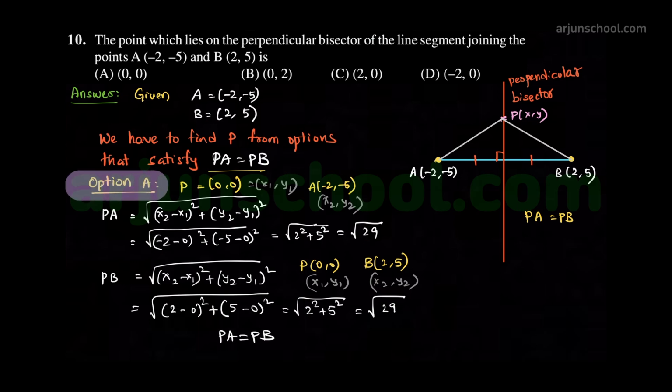Therefore, option A, the origin (0, 0), lies on the perpendicular bisector of the points joining A, B. Therefore, option A is the right answer. Since we have found the right answer, there is no need to check for the rest of the options.